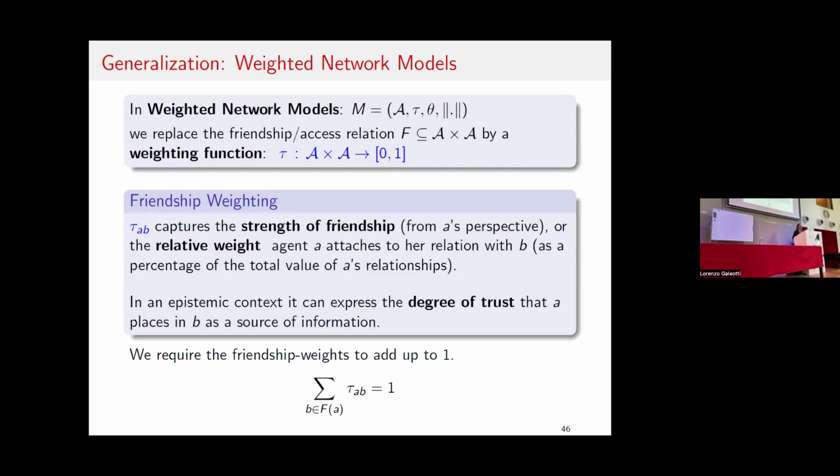All right, so instead of having a friendship relation, I can also replace that relation by a weighting function. And what would that weighting function do? It's a function tau. When I write tau AB, it captures the strength of friendship, or the relative weight that agent A attaches to her relationship with her friend B. So it encodes a notion of trust. You can think of it as a degree of trust that A places in the information that she gets from B. And what you would want is that for an agent A, the sum of all the weights of her friendship with all her friends B would add up to 1.